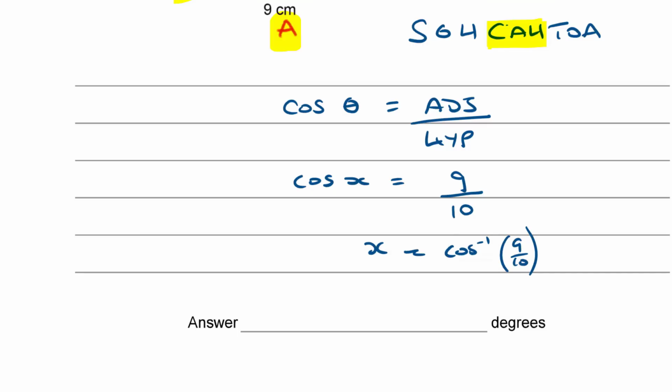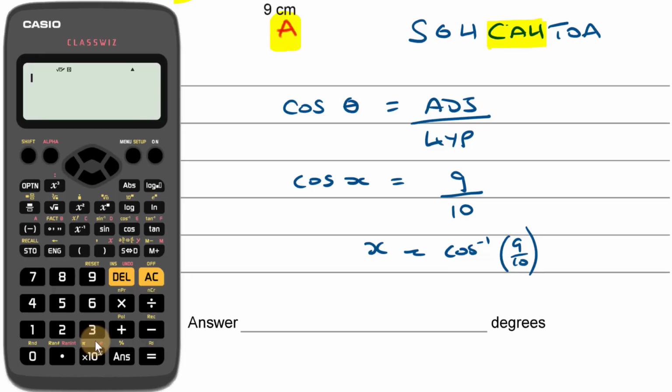Okay, so reaching for the calculator, shift cos 9 divided by 10 comes out to 25.84, which we're just going to round off to one decimal place, 25.8.